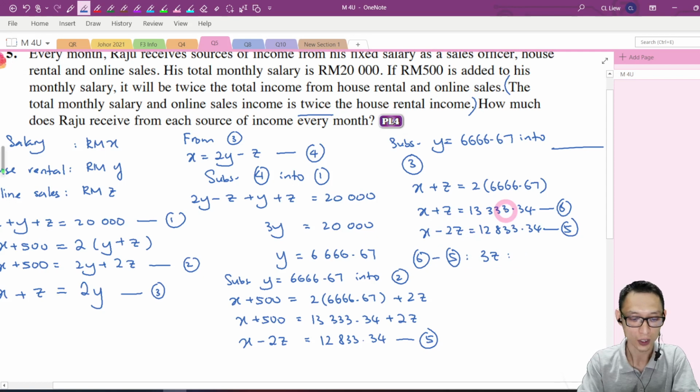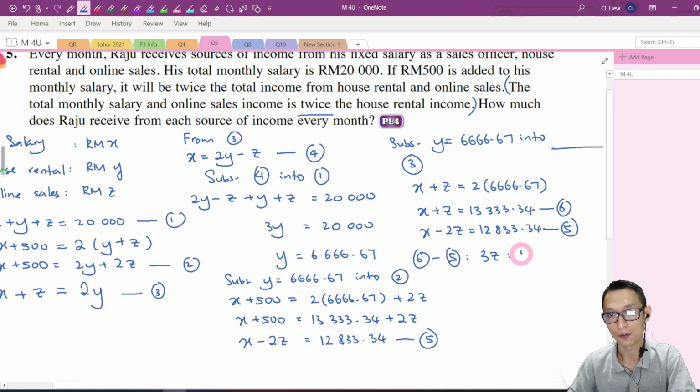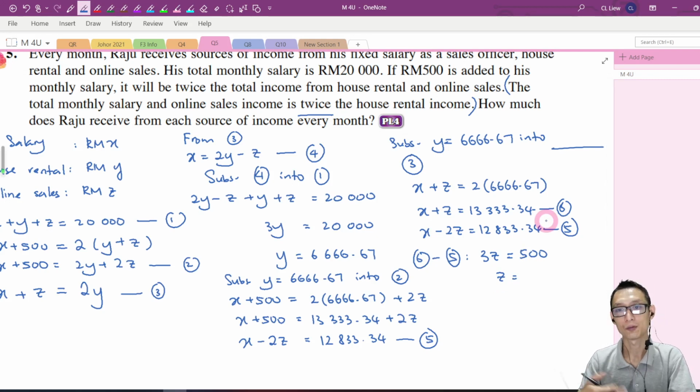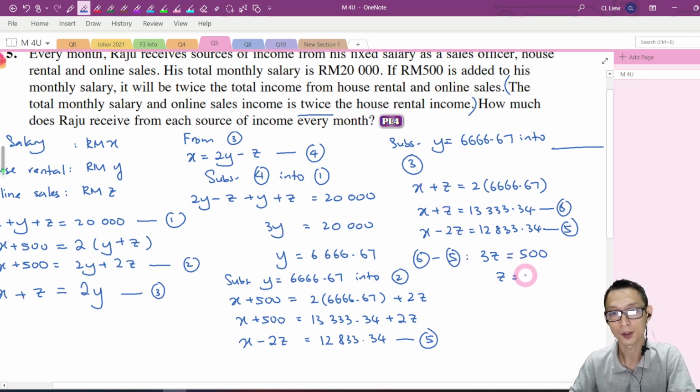And this 1333.34 minus 12833.34. So you will get negative 500, so equal 500. So z will be equal to 500 divided by 3, sorry. So same thing, since this is in ringgit Malaysia, I'm going to round it off to 2 decimal places. So 166.67. Okay, so next I'm going to find the value for the last unknown, which is x.